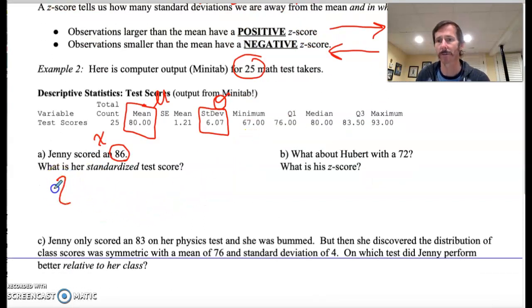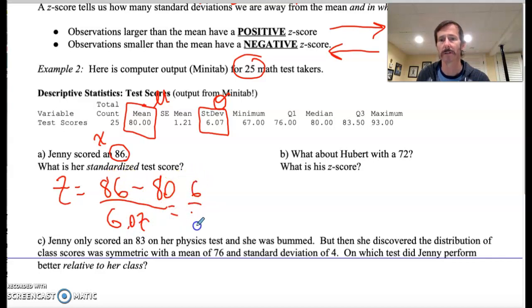So her standardized score, which is Z, is 86. It's always the score you're interested in first minus the mean. So this is always the value you're interested in. It goes first. Divided by a standard deviation of 6.07. And so I can do this calculation. That's 6 over 6.07, which means that's pretty close to 1. It's not quite 1. She is 0.988. So she is almost 1 deviation above average for her test score. Her score of 86 is almost 1 standard deviation better than the whole class.